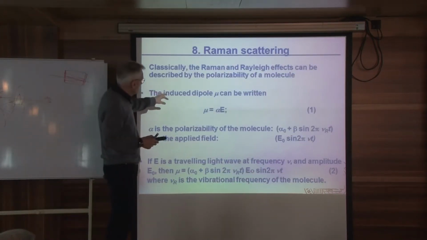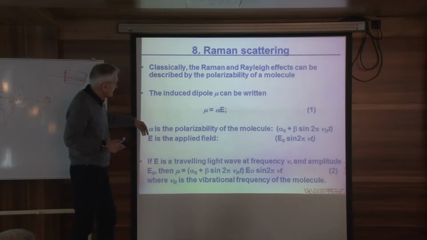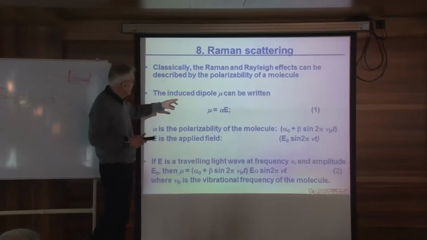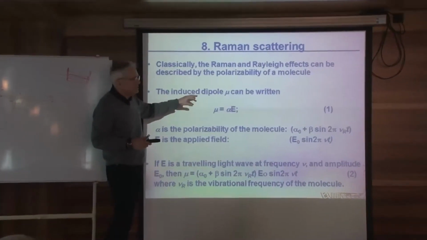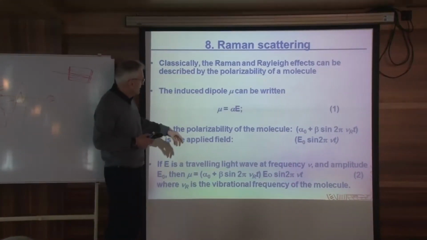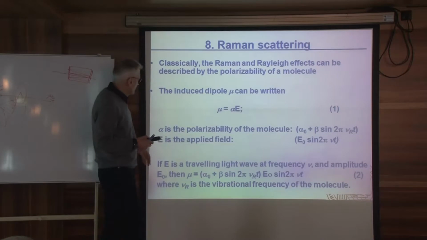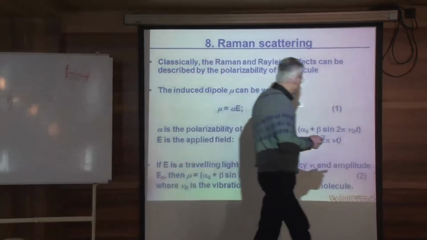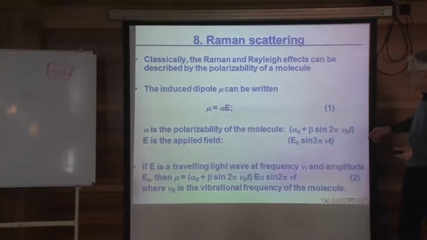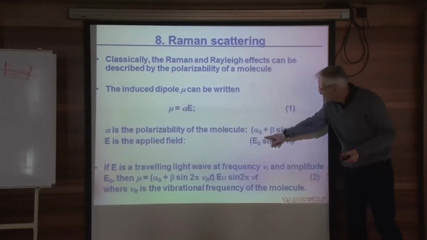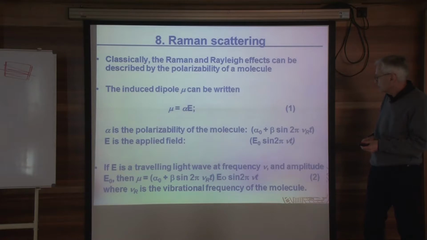I won't go into any detail, but essentially when you illuminate a sample, or a molecule, you induce what is called a dipole moment. And this is proportional to the polarizability times the electric field. And you can write the electric field like this.